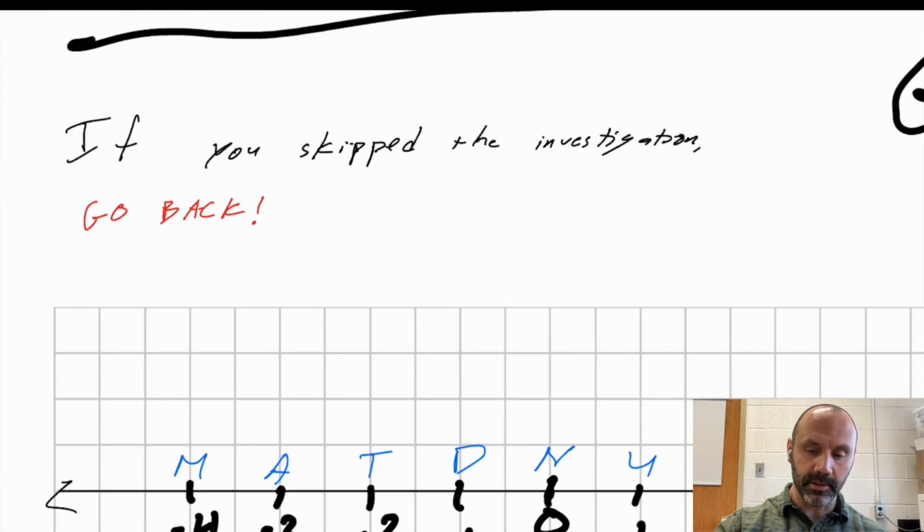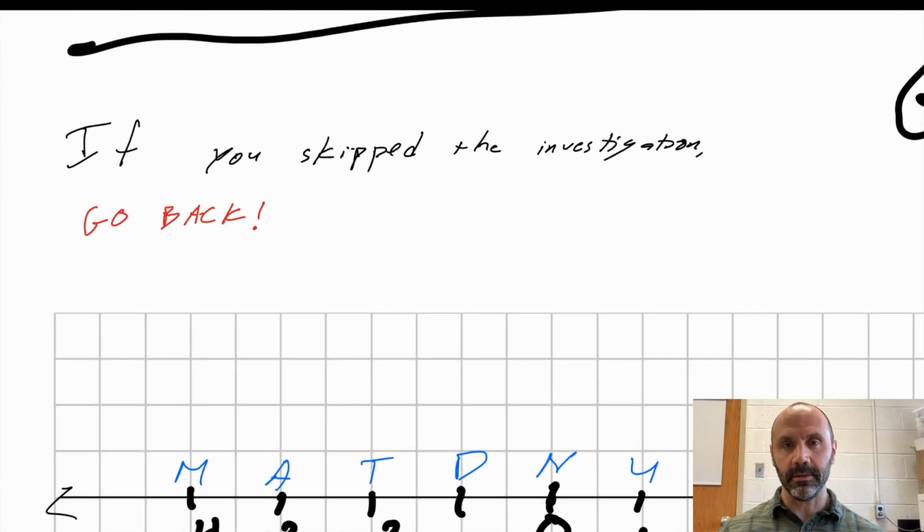If you saw in the progression that there was investigation one, and you thought, I don't feel like doing the investigation, go back and do it, because there are important points there that we learned about parallel lines, transversals, and relationships between angles. Consider it another lesson. It is important. Go back and do the investigation if you didn't. See, I wrote it in red, which means I'm serious about this.